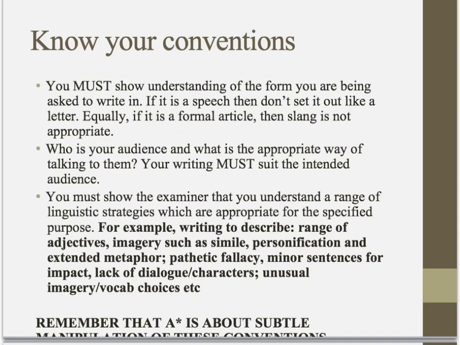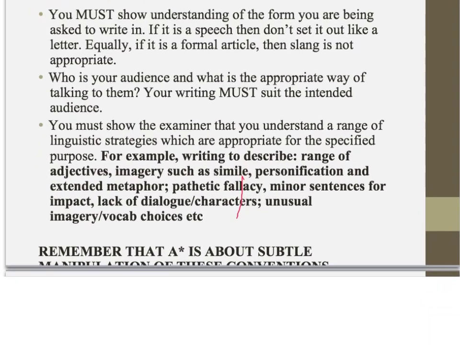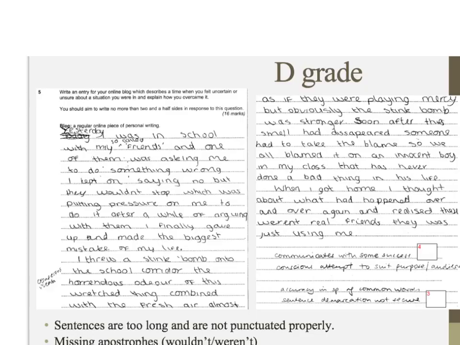So getting an A star, bear with me, getting an A star is about subtle, I'm sorry, it's cropped it off there at the bottom, but it's about subtle manipulation of these conventions, and making sure that whatever you're writing, your purpose, whether it be inform, whether it be persuade or whether it be argue, that you are showing off a range of strategies.